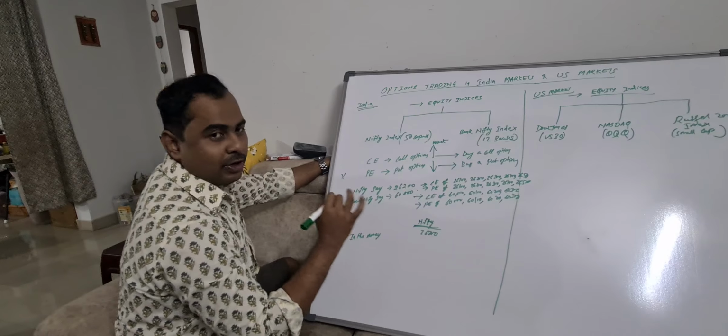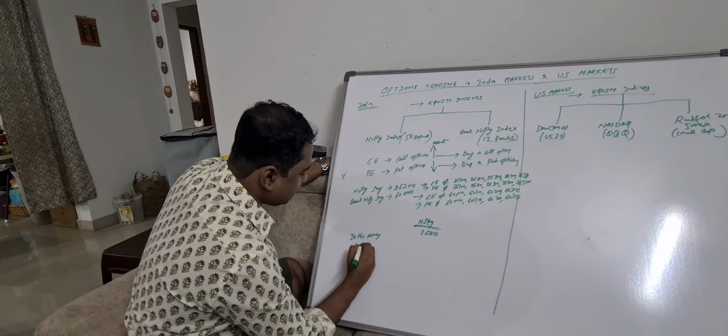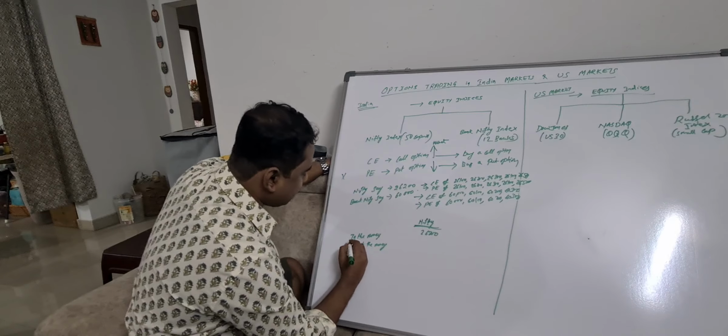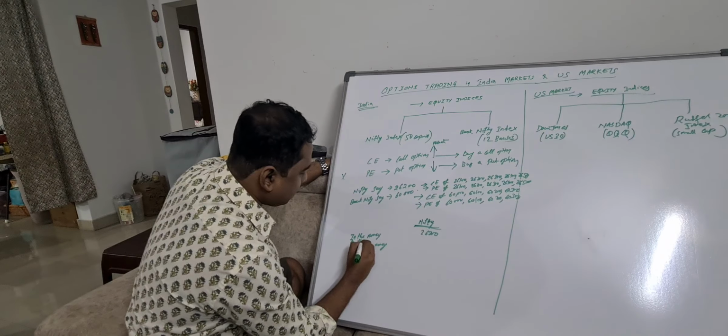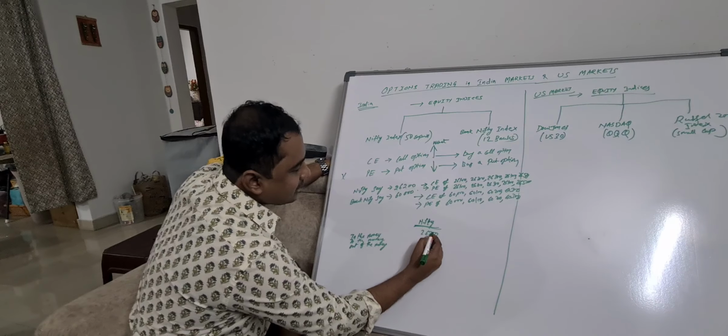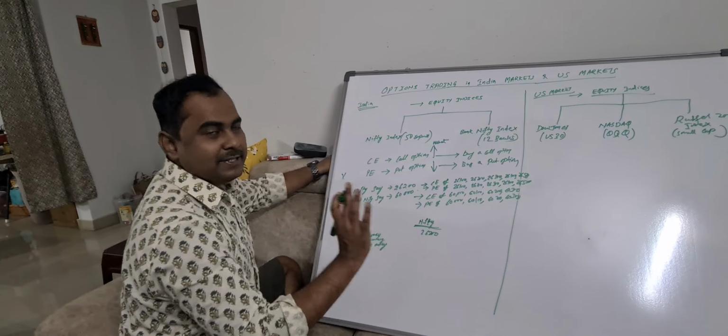Okay. That means call is in the money, out of the money, and at the money. So there are three concepts. Like Nifty 26,200 is the current base price running in the market.